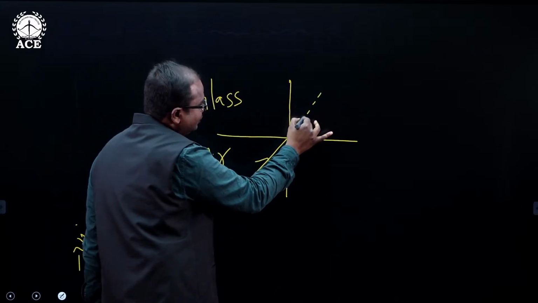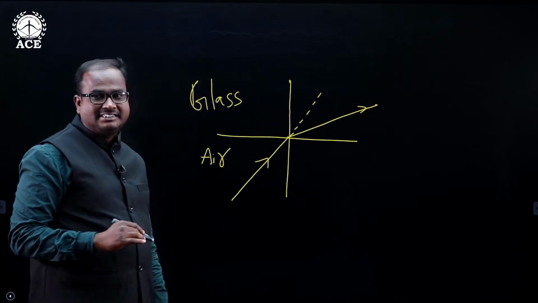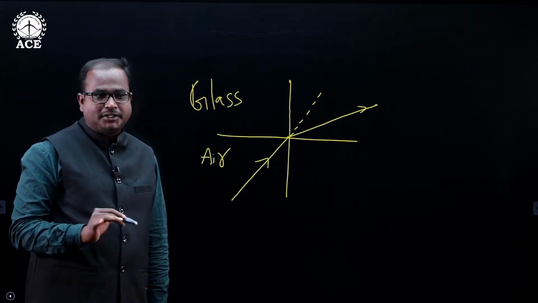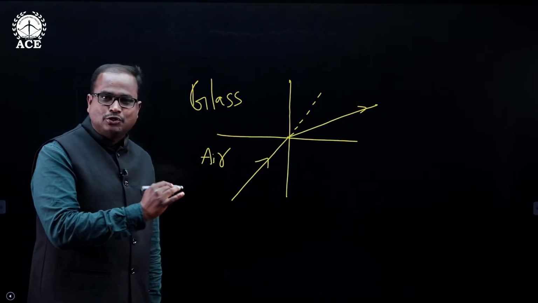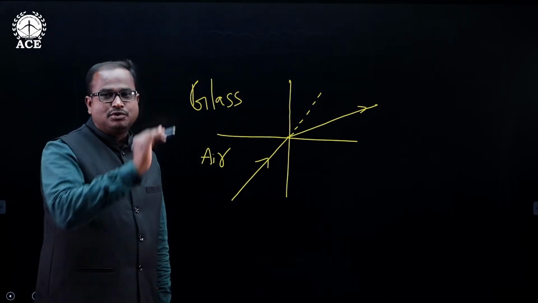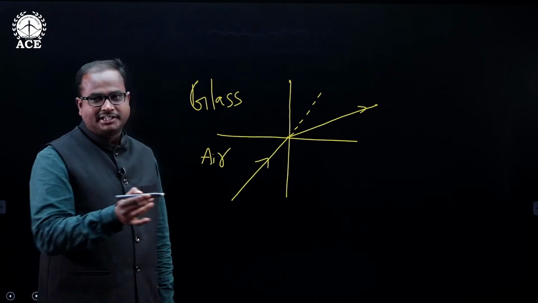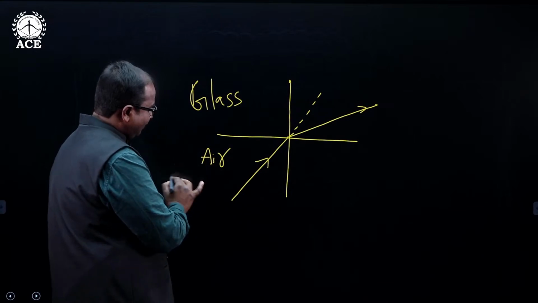Instead of going in its original direction, its direction changes. Why does the direction of the light ray change? Because the speed changes. When the light ray is going from air medium to glass medium, instead of going in the original direction, because of the change in the speed, its direction gets changed.